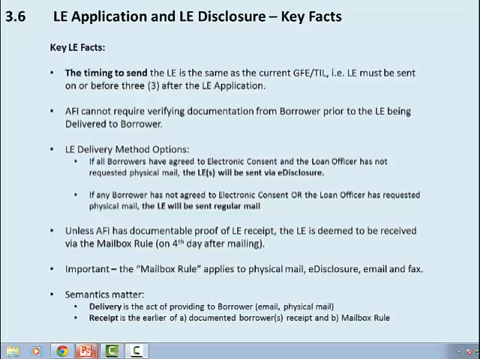Important! The mailbox rule applies to physical mail, e-disclosure, email, and fax. Semantics matter. Delivery is the act of providing to the borrower, email or physical mail. Receipt is the earlier of A, documented borrower's receipt, and B, the mailbox rule.